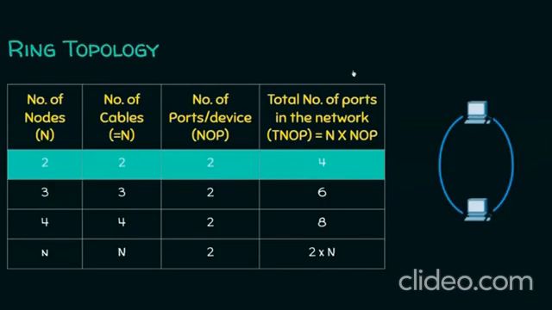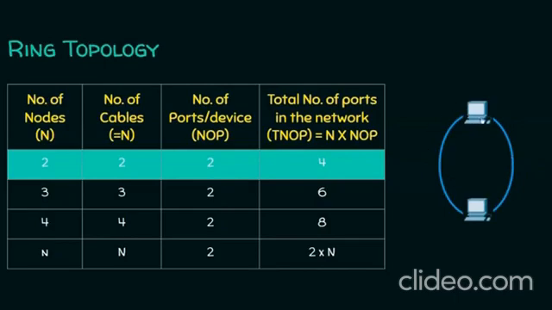So I have created a table like this where the number of nodes are listed, how many cables are required, the number of ports per device and the number of ports in the network. This is my own way of representation, and if you want you can use a different notation. If n is the number of nodes, if there are 2 nodes we need 2 cables. So that is why I have used n in both the cases. The number of nodes is equal to the number of cables in ring topology. This will not be the case for all topologies. So if there are 2 nodes, we need 2 cables. And each node must have 2 ports. And that is why I have mentioned 2 here. And in total, 4 ports are required if the number of nodes is 2.